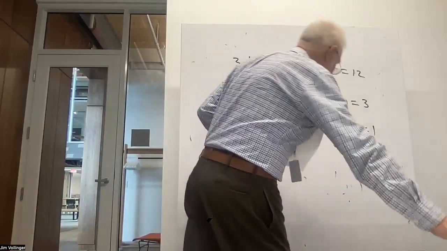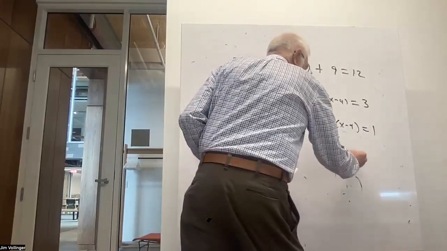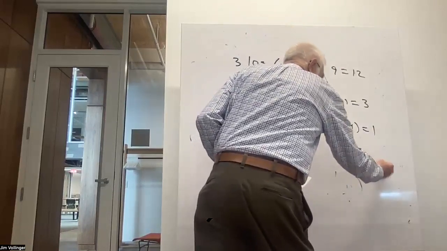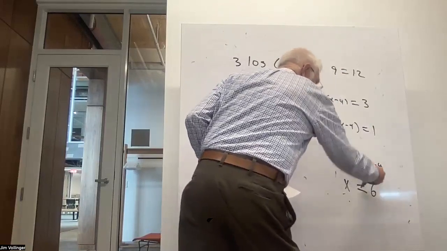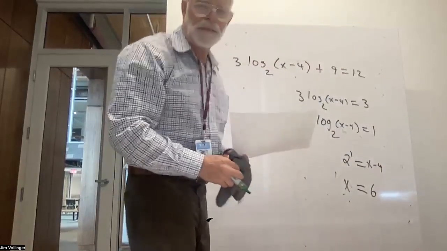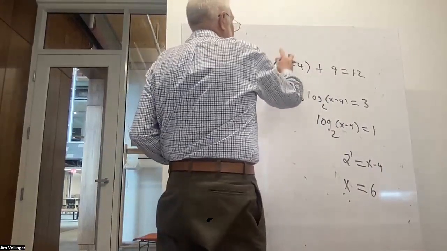Changing to exponential form. 1 is the exponent I put on top of the 2 to get x minus 4. Sure looks like x is 6. Subtracting 4 becomes addition of 4. Let's put the number 6 in and see if it works.